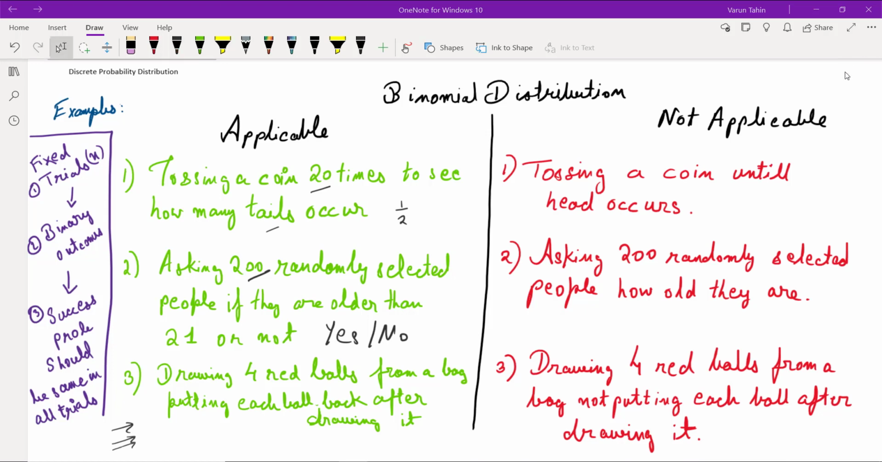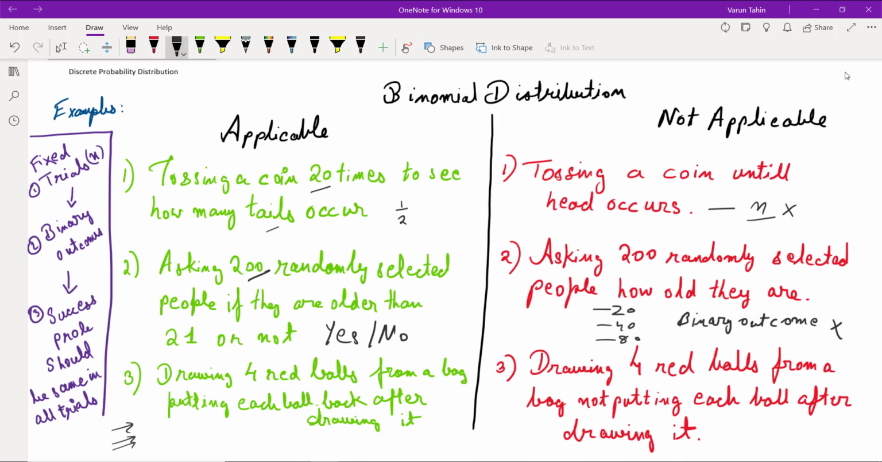And there are some examples where binomial distribution is not applicable. So the first one is tossing a coin until head occurs. So it does not have a fixed number of trials. Then the second one is asking 200 randomly selected people how old they are. So there can be multiple answers to this. So there is no binary outcome.